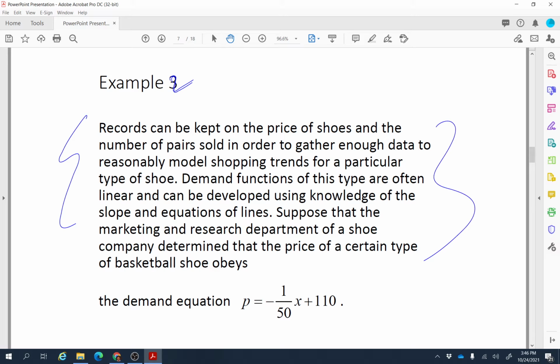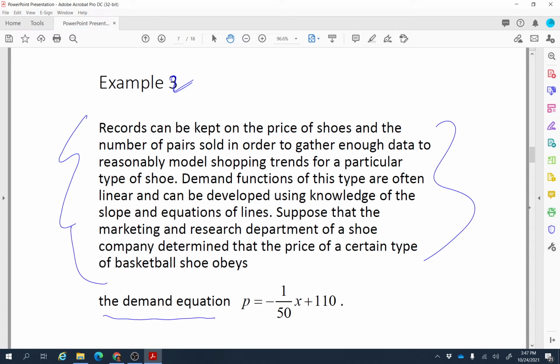Records can be kept on the price of shoes and the number of pairs sold in order to gather enough data to reasonably model shopping trends for a particular type of shoe. Demand functions of this type are often linear and can be developed using knowledge of the slope and an equation of lines. Suppose that the marketing and research department of a shoe company determined that the price of a certain type of basketball shoe obeys this demand equation.